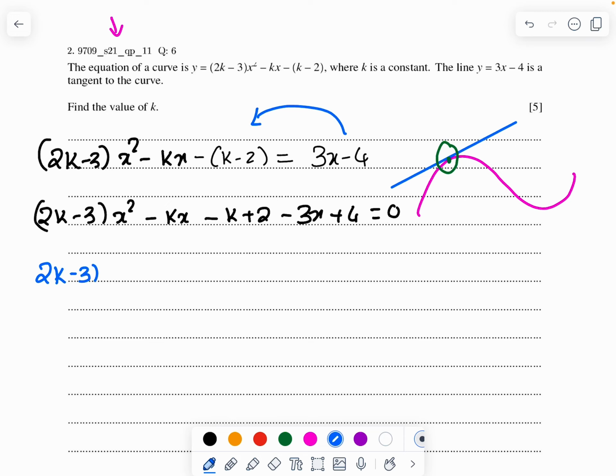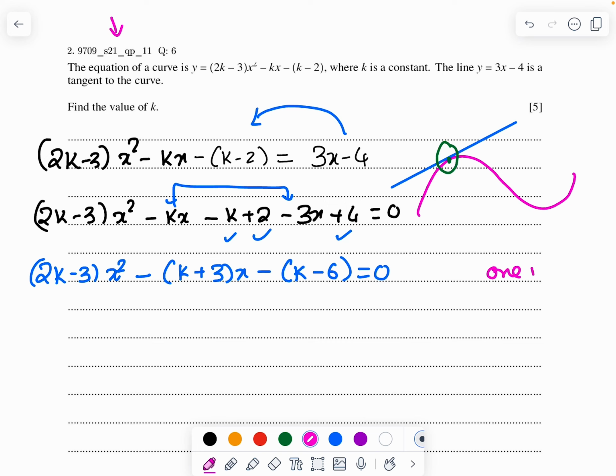So what do I get? 2k minus 3 times x square minus of k plus 3 times of x, because these two are x terms. Then these are constants, so it becomes minus k plus 6. So minus common means k minus 6 equals 0. Now, this is going to be a tangent. Tangent means it meets at one point, which means it has one root. One root means b square minus 4ac should equal 0.